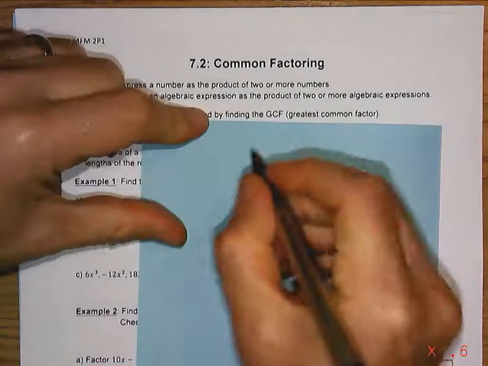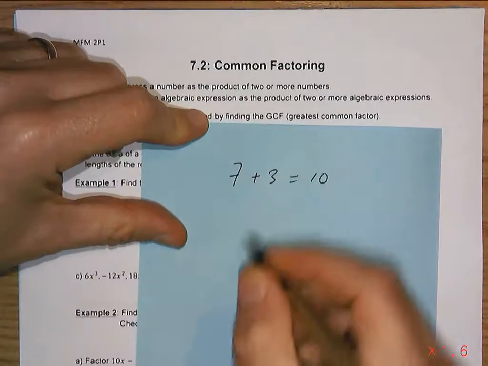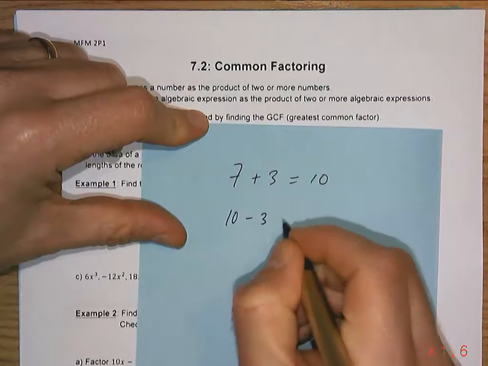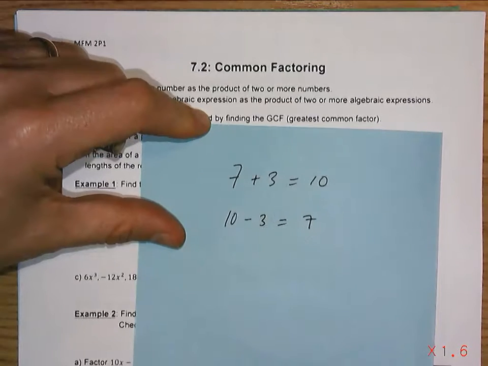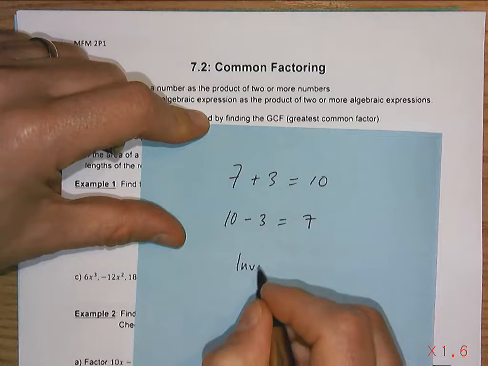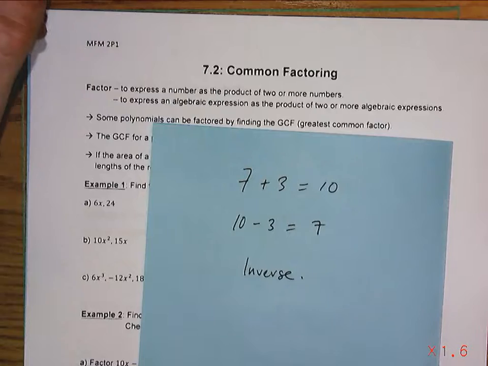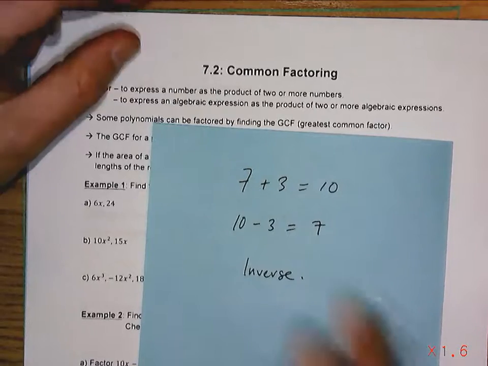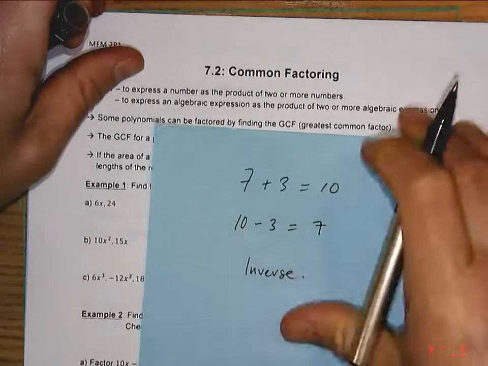So let me show you. If I have 7 and I add 3, I get 10. But then if I take that 10 and subtract the 3, I go back to 7. So this plus and minus 3 are inverse operations. They undo each other. So common factoring is going to be an inverse of the distributive property.